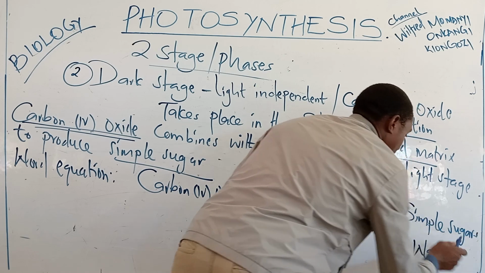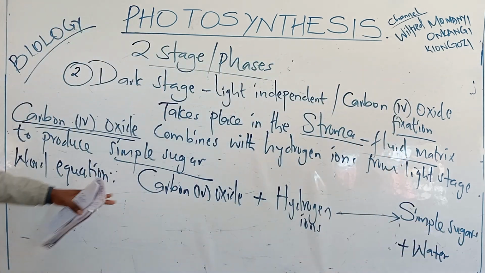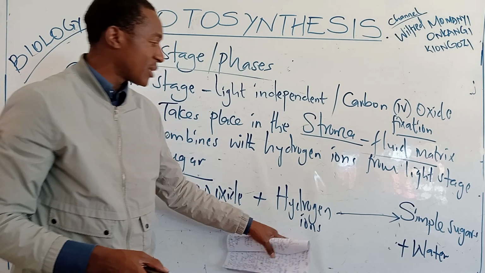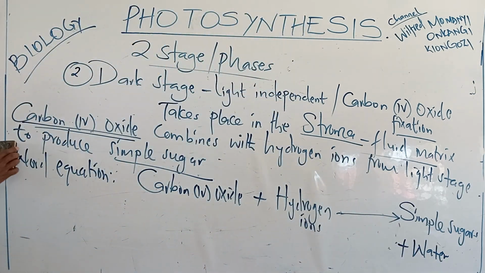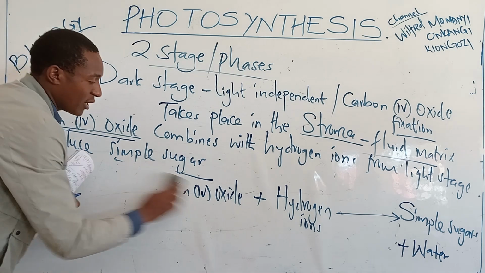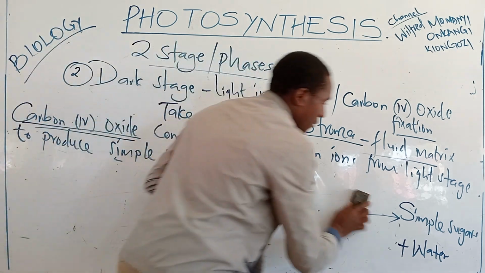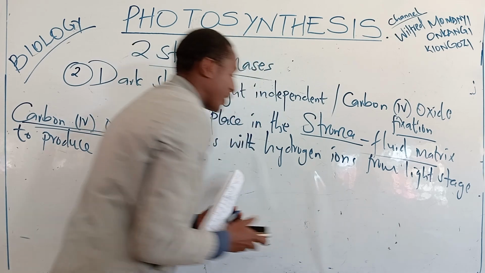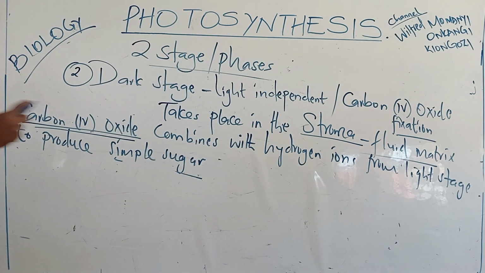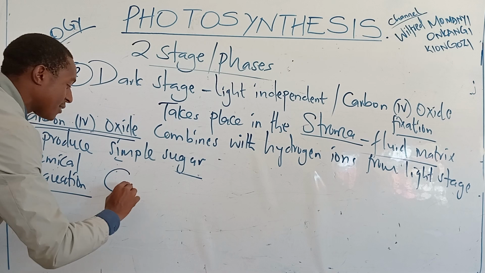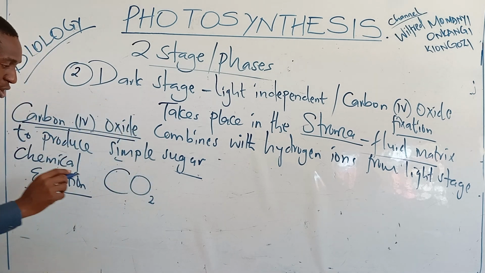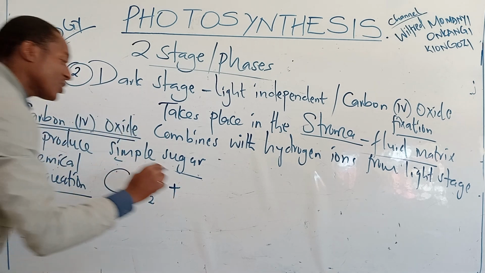So we have simple sugars plus water. This is our equation: carbon dioxide plus hydrogen ions gives us simple sugars and water. Chemical equation. So we write the symbols of these reactants. We have carbon dioxide written as CO2 plus hydrogen ions.